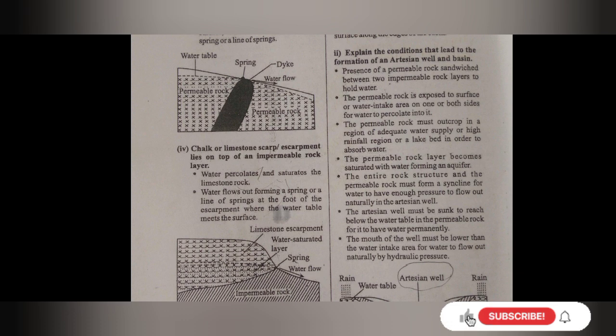that the syncline nature allows for enough pressure, so that this water can flow out naturally through hydraulic pressure. Then the artesian well must be sunk to reach below the water table, for it to have water permanently. And also the mouth of the well must be lower than the water intake area for water to flow out naturally through what we call the hydraulic pressure.